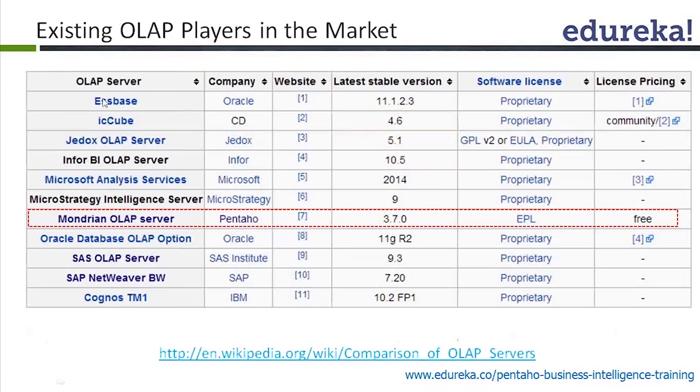These are existing OLAP players in the market. You can see all big players. Along with that, the Mondrian OLAP server is also available, which is free. Few of them are proprietary, few of them are community, like ICQ.